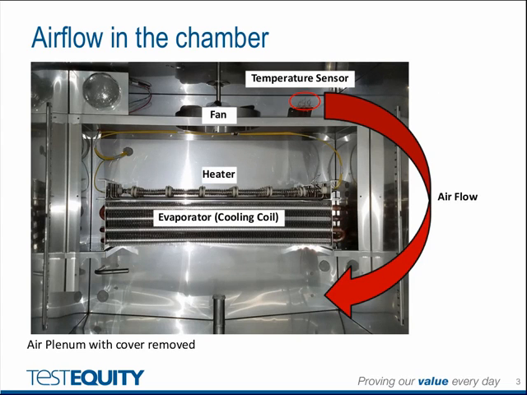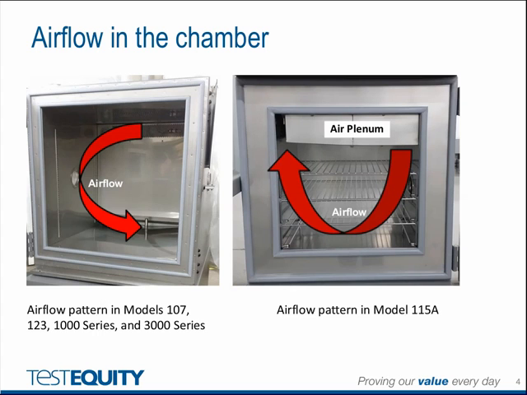So let's first talk about how air circulates in the chamber. Chambers have a plenum where the cooling coil, technically called the evaporator, and the heater are located. There is a fan which circulates air in the chamber workspace from the plenum discharge area to the chamber workspace, and then the air returns to the return side of the plenum. You need to have airflow in order to have fast and uniform heat exchange between the workspace, the DUT, and the evaporator or heater. And here you can see the airflow pattern in two different styles of chamber construction with a plenum cover in place.